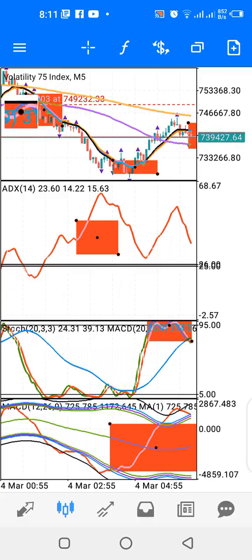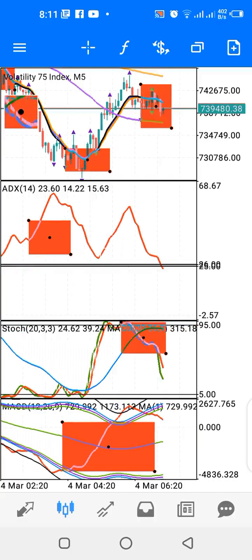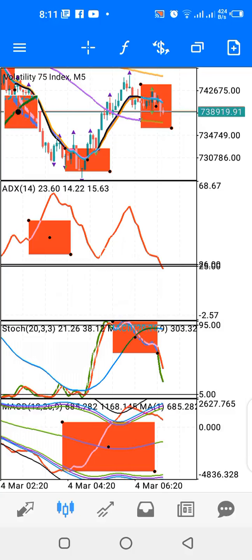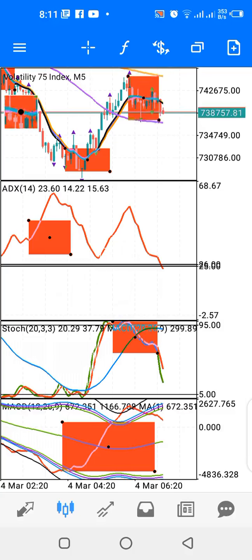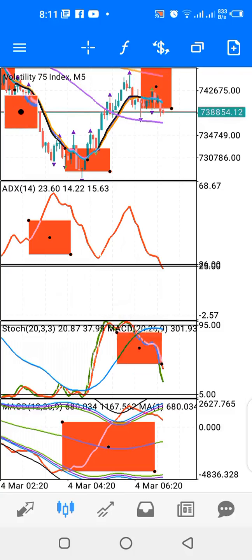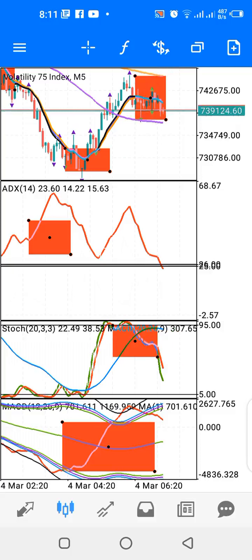Okay, when it gets to the 95 level and it drops and crosses the blue line, you can sell. So that means we have a sell signal, as far as indicator window 2 is concerned.